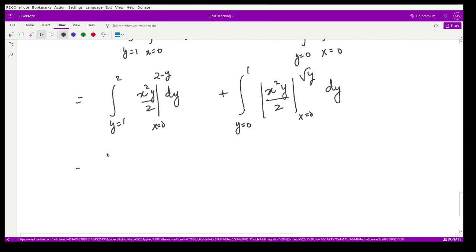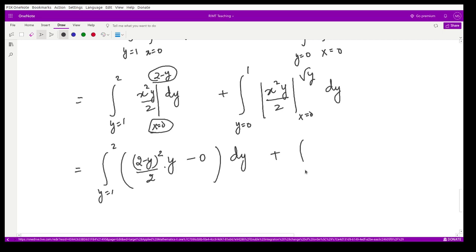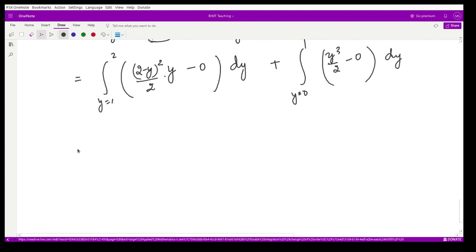So we just simplify this thing. So it is y varying from 1 to 2. X square by 2 would be constant, and in place of x, we will substitute the limits. So what would be the limit? 2 minus y whole square divided by 2 into y minus 0, right, into dy. And in the second case, from 0 to 1, you have the value as y square by 2 minus 0 into dy. So now we have to perform this integration.